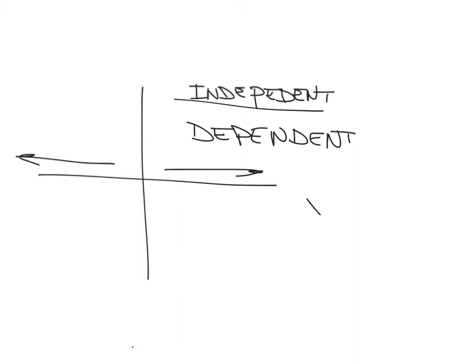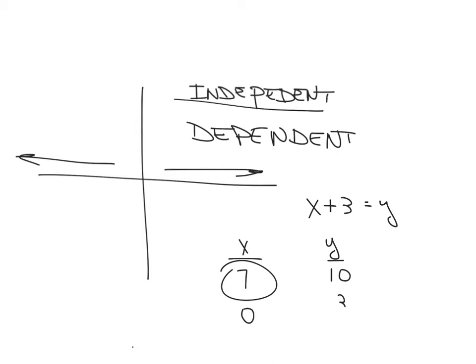So let me give you an example. Let's look at something simple like x plus 3. What is my x? I can call my x any number in the whole wide world, in the history of the universe, I want. Okay, so let's call it 7. Can I call y anything? No, because y is dependent on whatever x is. If x is 7, y has to be 10. If x is 0, y has to be 3. So do you see that the y variable, the output, is dependent on what the input is? Okay, so the input is independent, the output is dependent.